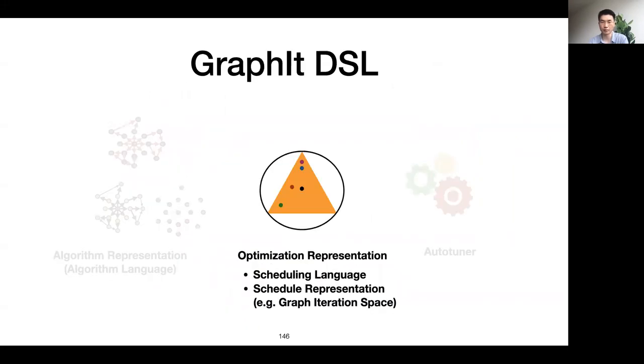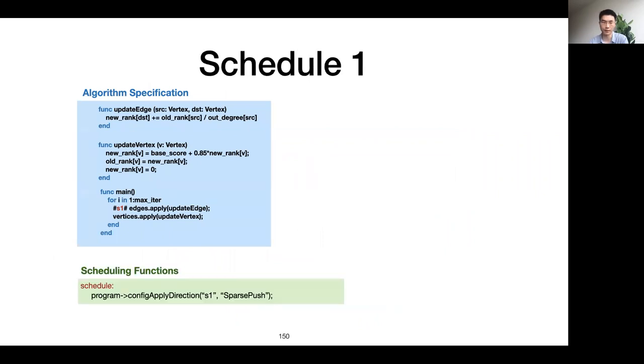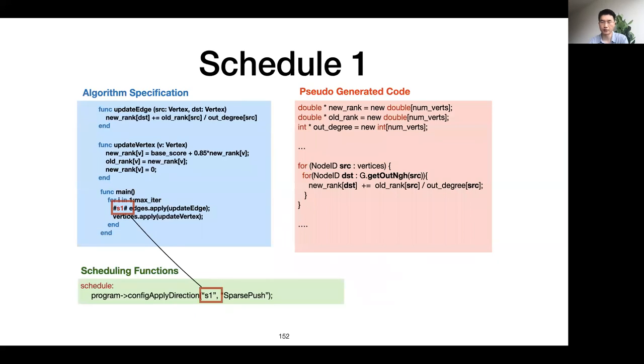Next, I'll talk a little bit about optimization representation. So for the scheduling language, we have seen how the algorithm representation of PageRank looks. And the user can separately specify a bunch of scheduling functions that configure how the algorithm will be executed. So you can use the label S1 in this case to tie back to the S1 specified in between the hashtags in the original algorithm language. And this serves as a way of identifying the target optimization in the original algorithm specification. And this would generate a push-based traversal based on the code that was specified.